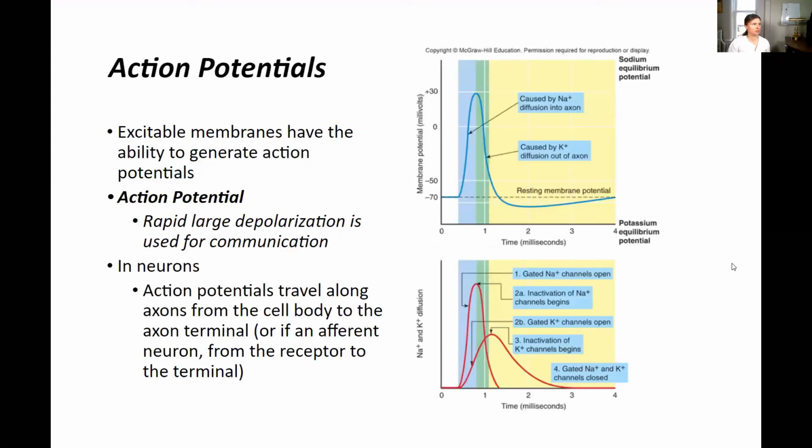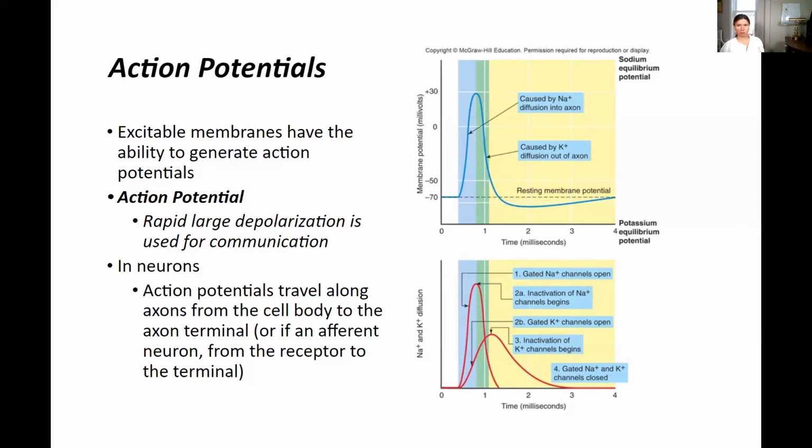Okay, so when we left off, we were talking about the fact that our action potentials are these changes to the membrane potential, these sort of whooshes, waves of charge that we're sending down our axons to signal. So a membrane that can send off an action potential is called an excitable membrane, and our action potential itself, we could refer to as a rapid, large depolarization that we're using for communication.